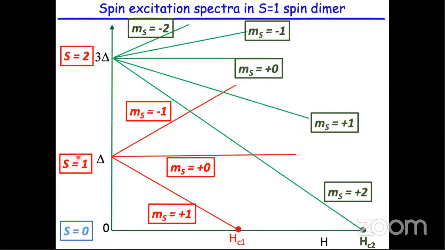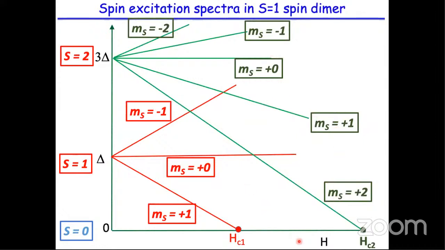And why it is more interesting is that once you apply the magnetic field and keep on increasing it, this S equal to 1 will be split into 3 MS states, plus 1, 0, and minus 1. This S equal to 2 will be split into 5 states: MS equal to plus 2, plus 1, 0, minus 1, and minus 2.